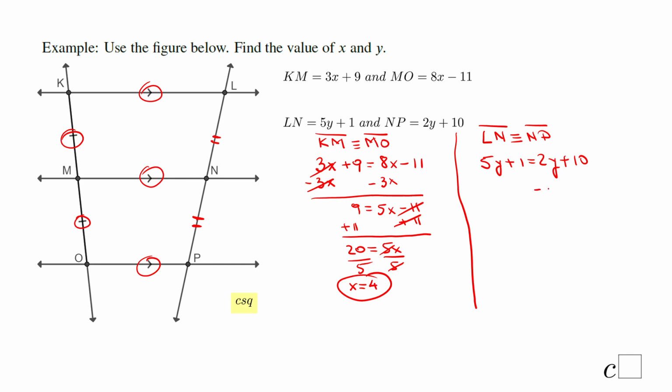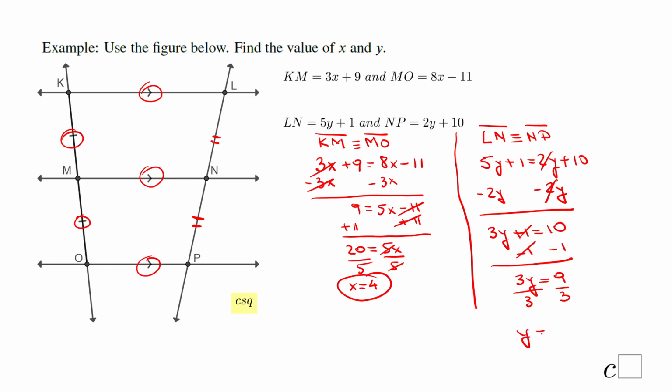So I'm going to subtract 2y here. And I have 3y plus 1 equals 10. Subtract 1. 3y equals 9. Divide by 3. Y equals 3. And that's it for this problem, and this is today's lesson.